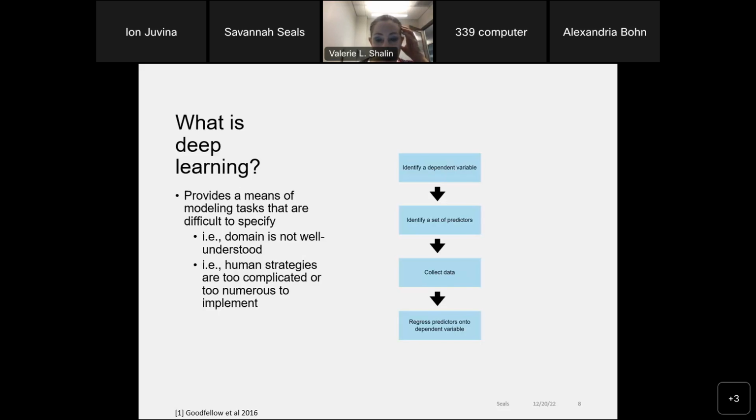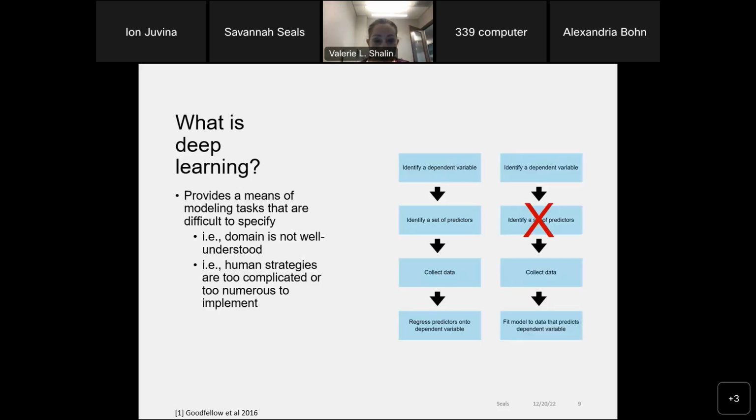You would identify a dependent variable, say you're interested in job performance. You'd identify a set of predictors. Then you would collect some data and fit a regression model to determine whether or not your independent variables predict your dependent variable. In deep learning, we skip this whole identify-a-set-of-predictors step. We have a dependent variable, we collect or find some data that already exists, and then we fit a model to predict our dependent variable.